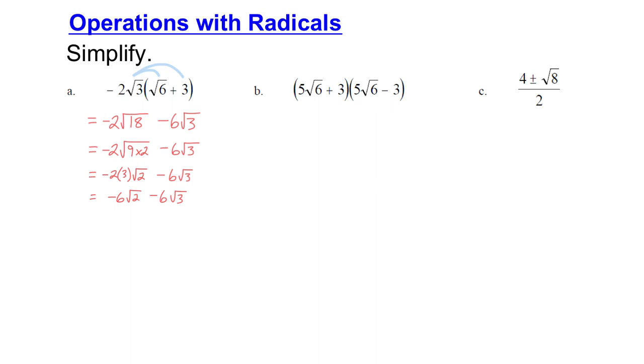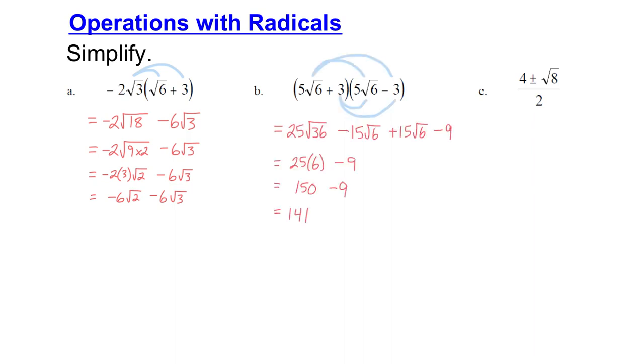All right, now we have a binomial multiplied by a binomial. See if you can expand and simplify this expression. Remember to expand and simplify.